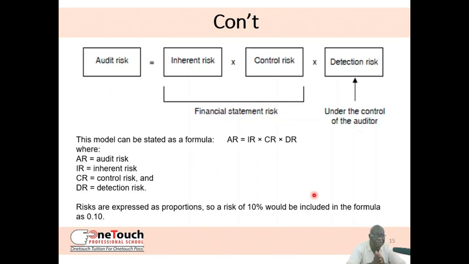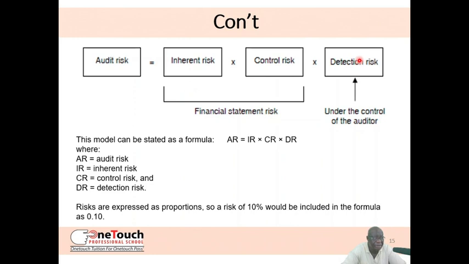Now, if you look at the model on the board, we have audit risk, which is a total. In some instances, the examiner can tell you what is total risk. Total risk is the audit risk. This total risk comprises inherent risk times control risk times detection risk. All of them go into what we call the financial statement risk. So all these risks come together to give us what we call audit risk.